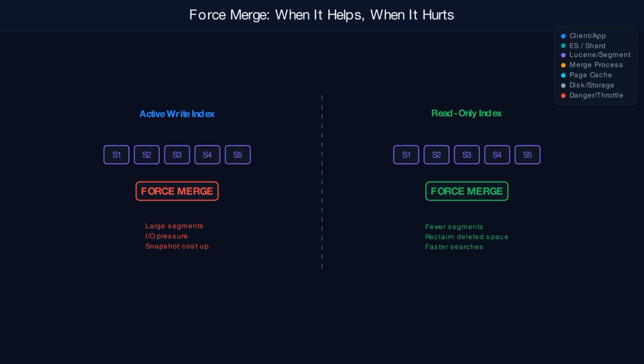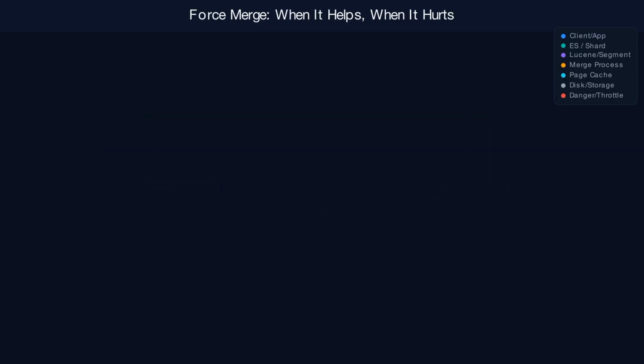Force merge is most appropriate for read-only indices, especially time-based indices after rollover, when they no longer receive writes. Also remember, force merge is resource-intensive, can take a long time, and requires substantial temporary disk space. Think of it like defragmenting a hard drive. Useful when done right, harmful if done at the wrong time.